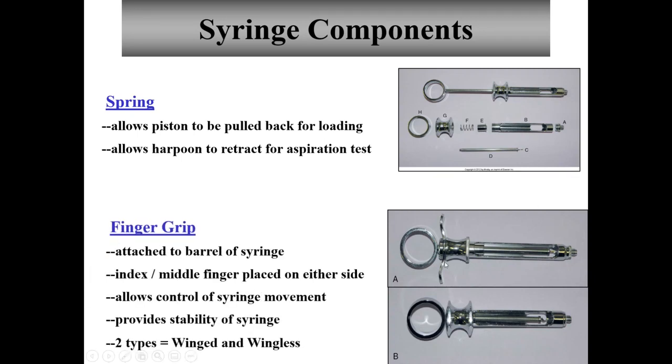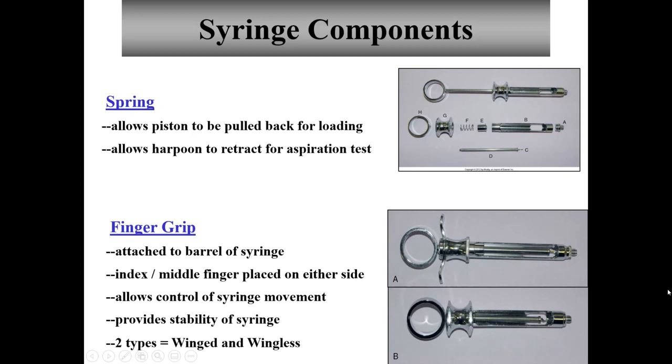The finger grip can either have wings, these are wings, or it can be wingless, meaning it doesn't have these extensions. It comes down to personal preference, and whichever feels better in your hand, you can let your doctor know, and they'll be more than happy to order you syringes that you're comfortable using. But the importance of the finger grip is that it allows you to control where the syringe moves, and it gives you stability of the syringe.